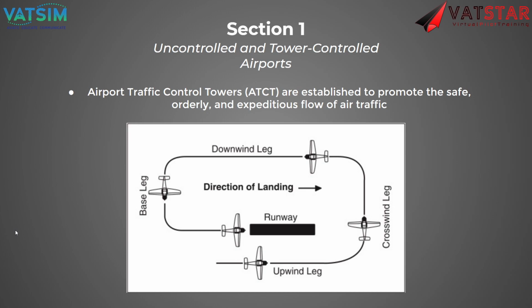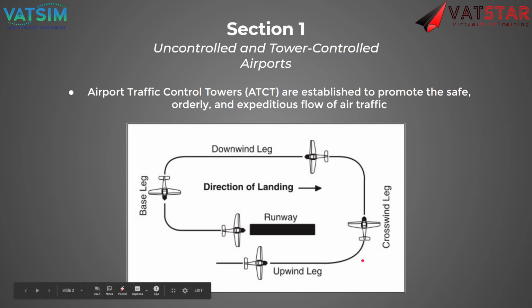So at an airport, the traffic pattern has 5 main legs. Let me grab my pointer here. The first leg, which is aligned with the runway, is when you're taking off, and that's your upwind leg. And we call it upwind because usually the runway you're choosing is into the wind, so that way you don't have crosswinds. And we call it upwind because you're going up against the wind.